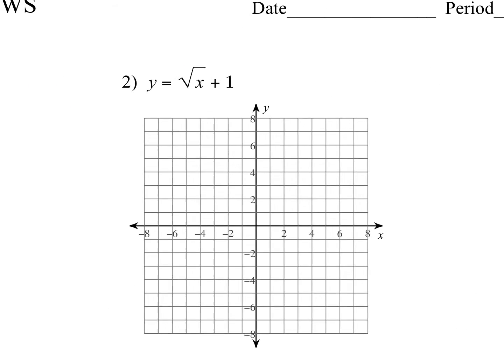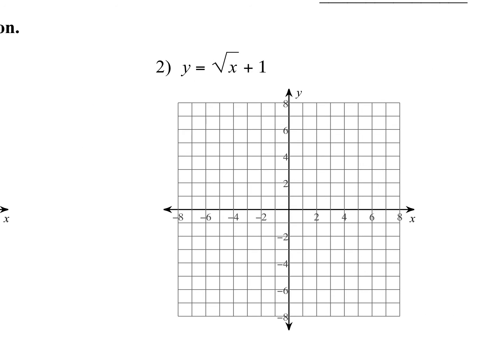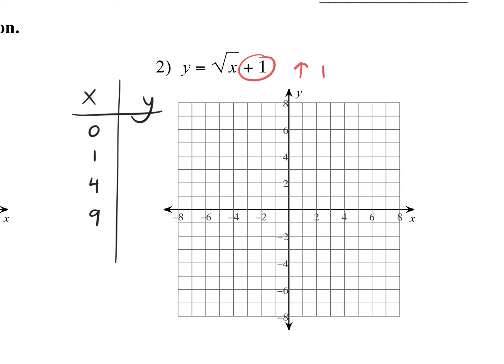Looking at number 2, I'm going to make my table here, x and y. Now for our x values, is there anything that's happening inside that square root? If no, then my x values are all going to stay the same: 0, 1, 4, and 9. Now my y values, this little +1 on the outside means that I am shifting all my y values up 1.